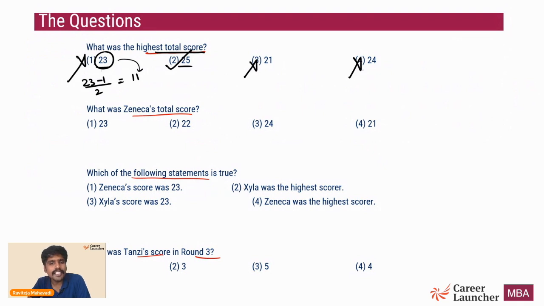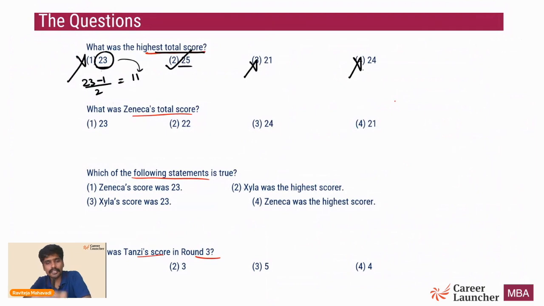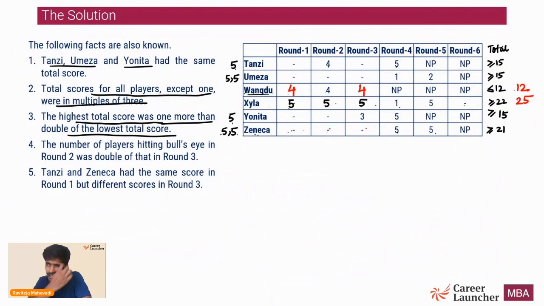Now we know Z's total score has to be less than 25. That is for sure. Z's total score has to be less than 25 according to question 2. Okay. What are the other things we can really explore?